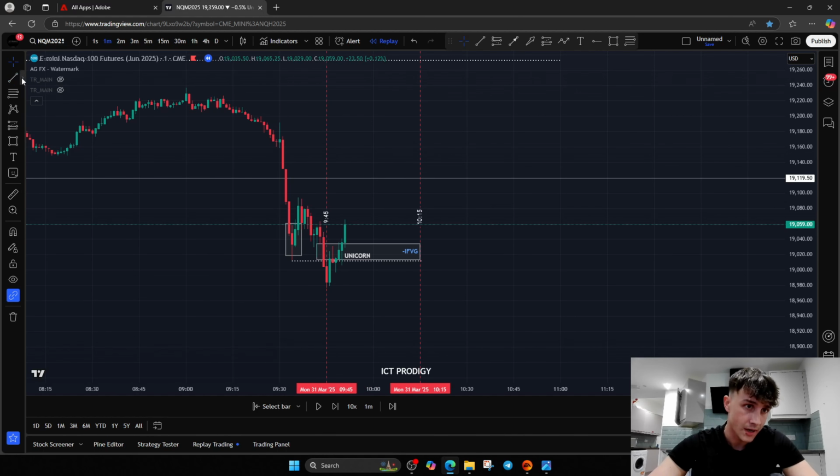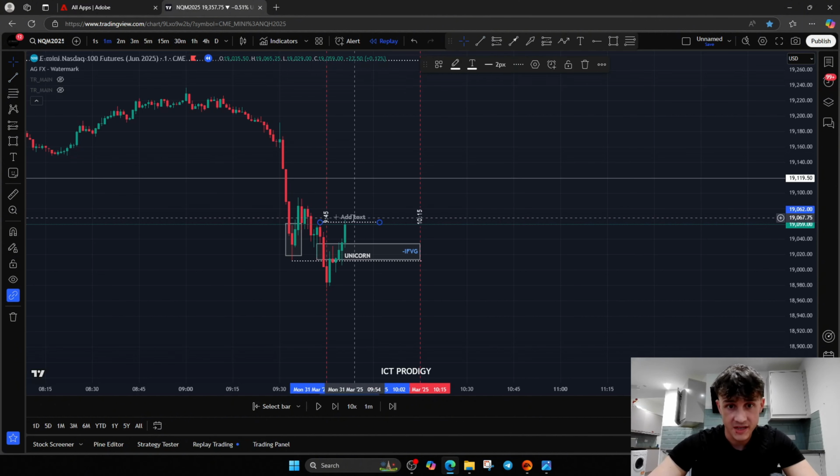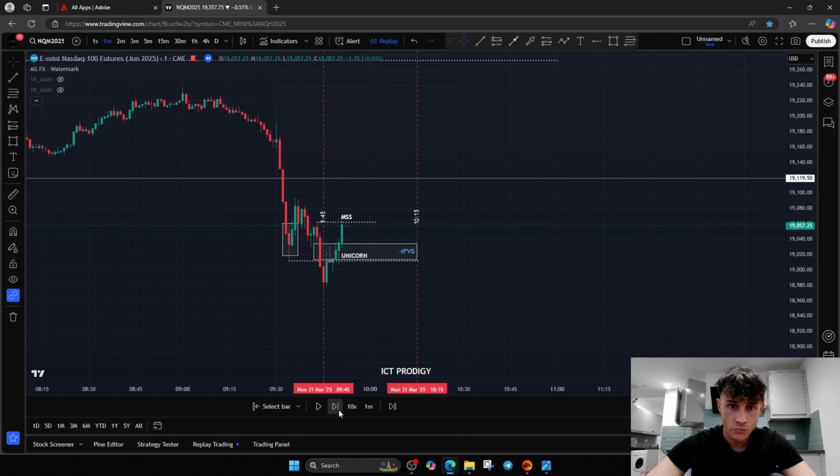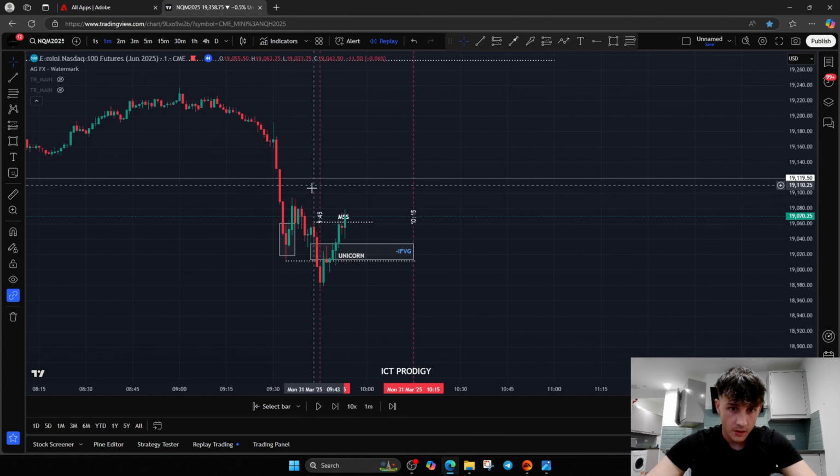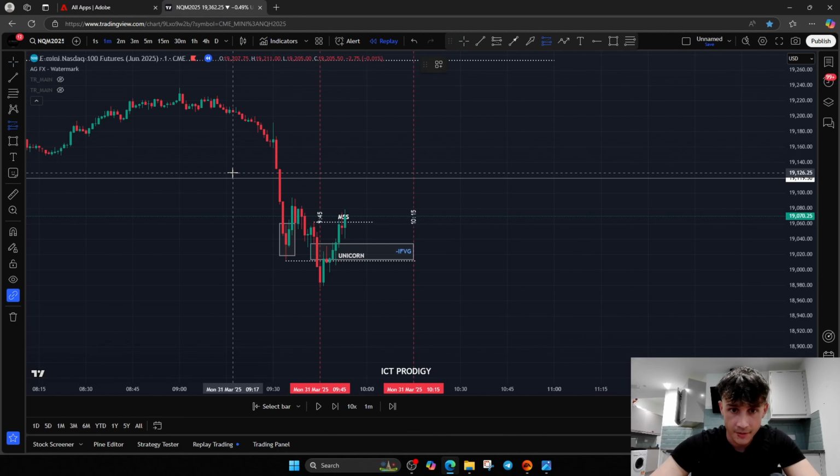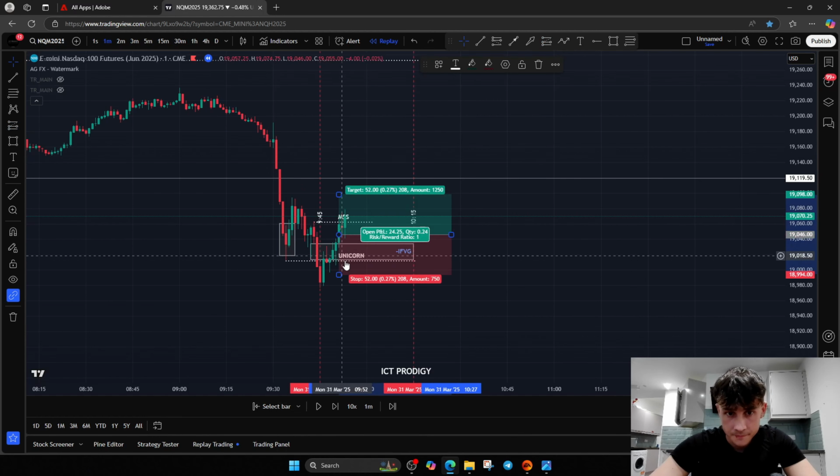The displacement was a lot cleaner on ES. So you can see clearly on ES that the displacement was a lot stronger, which gave me the confidence to take this trade. So, market structure shift, simple as that. And then what do we have right there? The fair value gap entry.